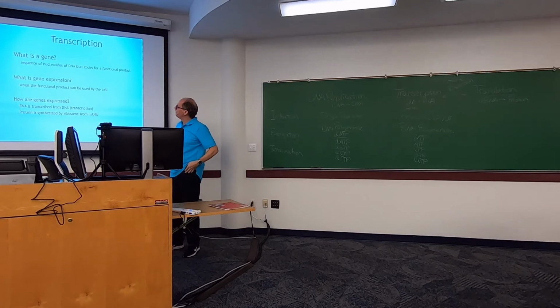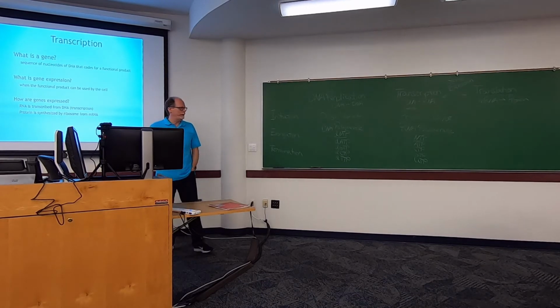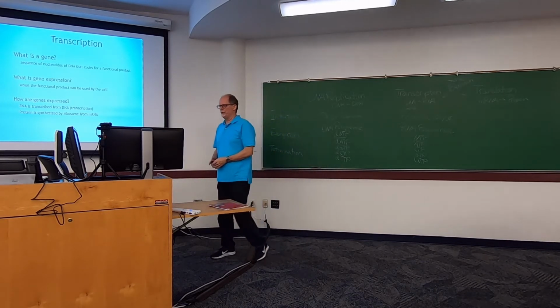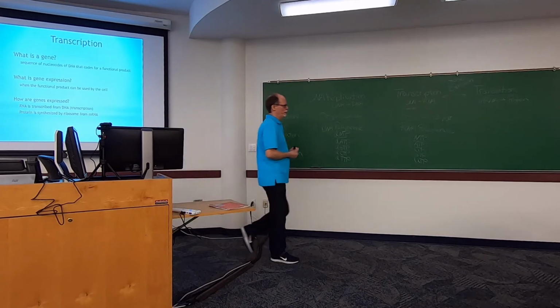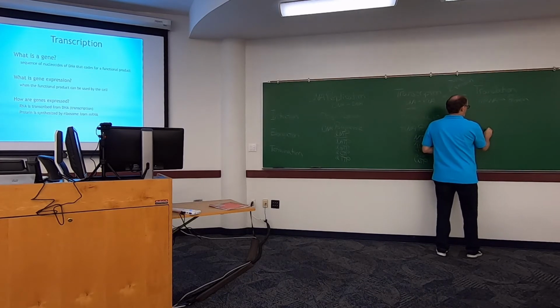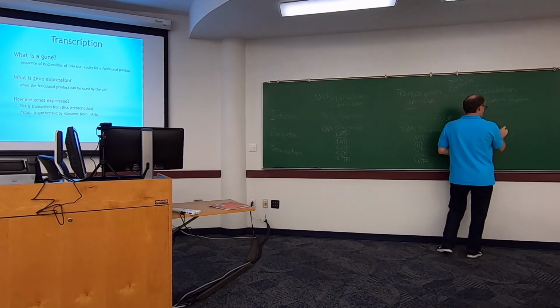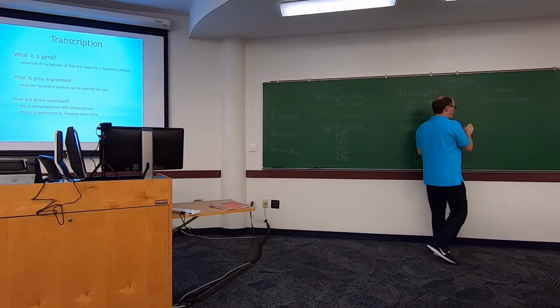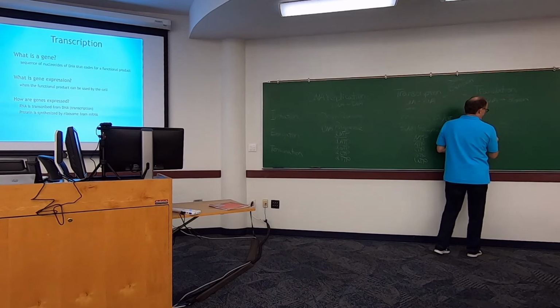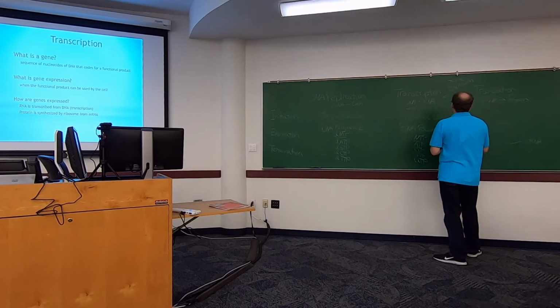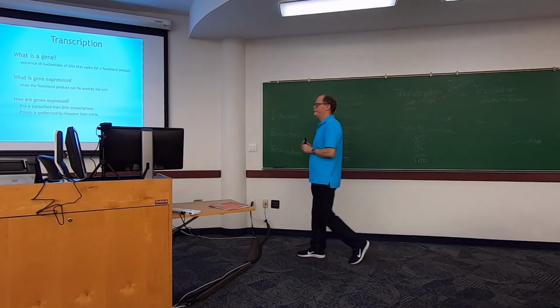So transcription, or what is a gene, right? It's a sequence of nucleotides that make up a functional product, which most of the time is a protein. So we tend to show in DNA, here's the promoter, and then here's the gene. The gene is made of DNA. If the promoter's turned on, then the DNA of the gene gets converted to messenger RNA. That's what we're going to do first with transcription.